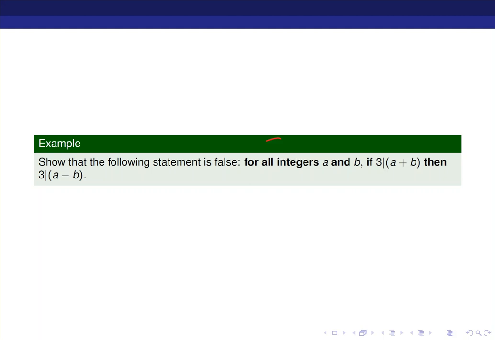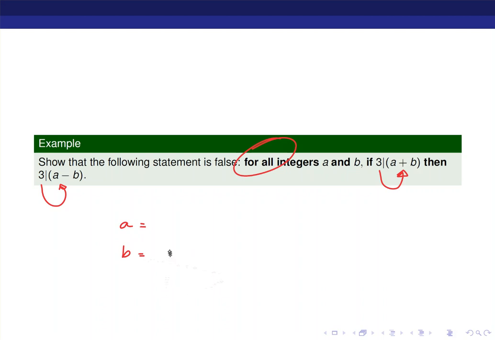First of all, this is a universal. It has a "for all" in front. So to show that it's false means we need to find a counterexample. We need to find integers a and b where 3 divides the sum a plus b, but at the same time, 3 does not divide a minus b. So all we have to do is pick random integers, and there is more than one possible solution that may work.